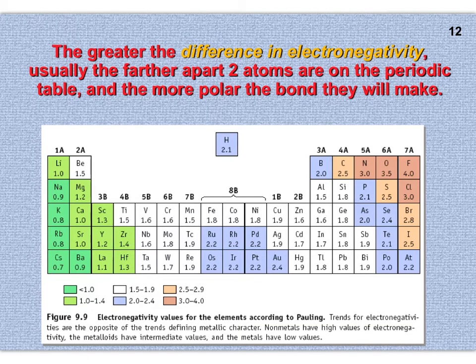In general, the farther apart two atoms are on the periodic table, the more polar a bond they will make if they bond. Okay? The closer two atoms are on a periodic table, the less polar a bond will be, or the more likely they'll be nonpolar. That's simply because if two atoms are really far apart, chances are that their electronegativities will also be very different, giving them a more polar bond.